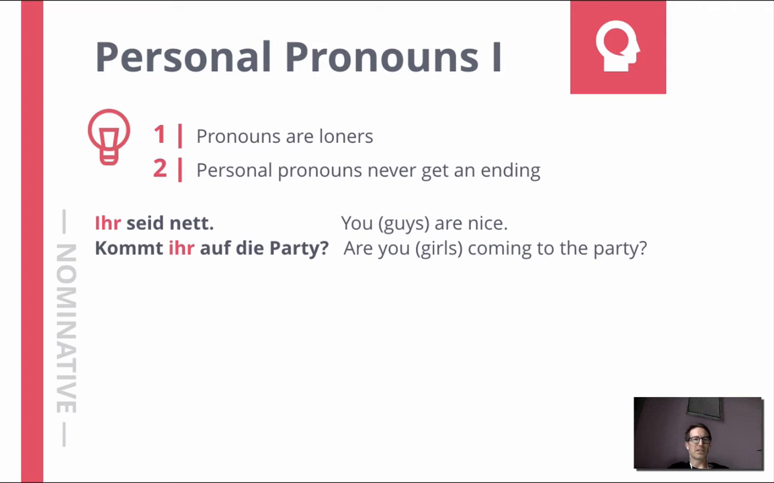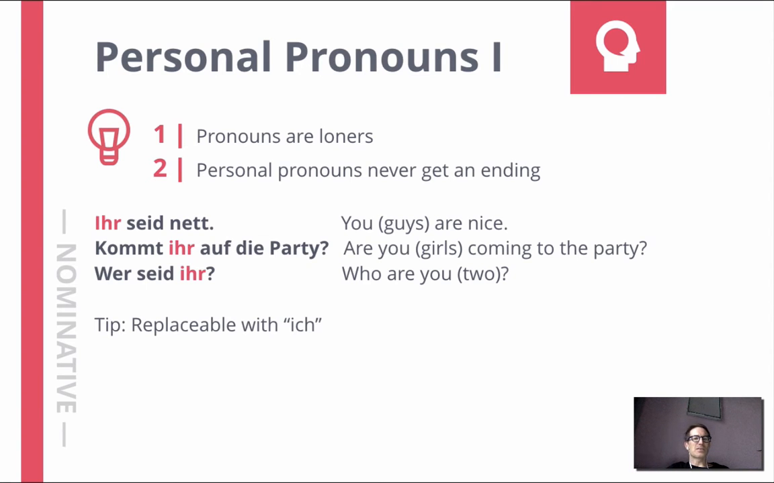Kommt ihr auf die Party? Here again, no ending. And you see, ihr could be you guys or you girls. Also a question, wer seid ihr? Who are you? 2 or 3. And to make sure you know that this is the kind of ihr that doesn't get an ending, you can try to replace it with ich. If you can replace it with ich, the ihr doesn't get an ending.